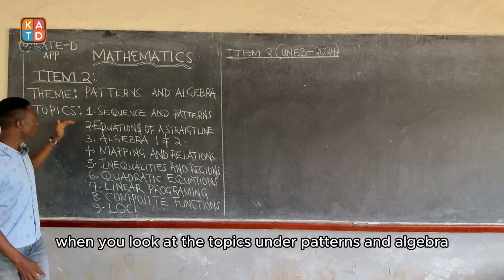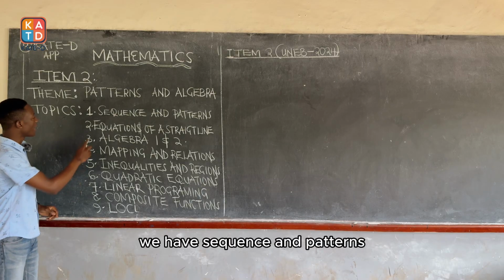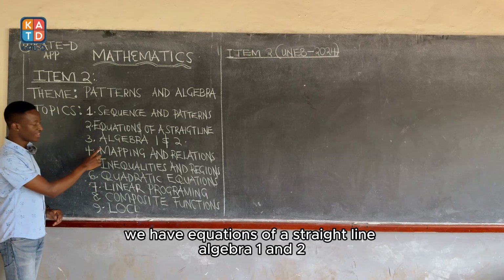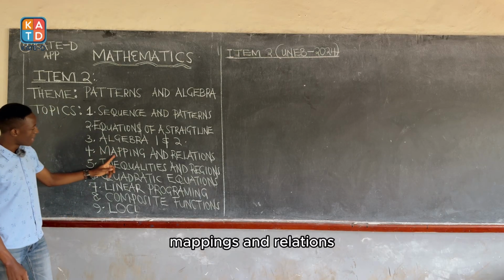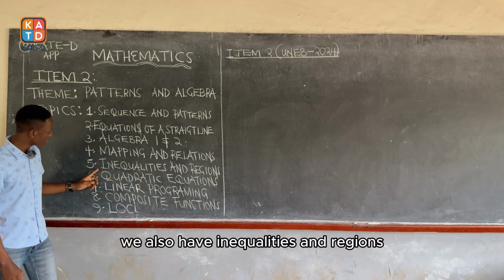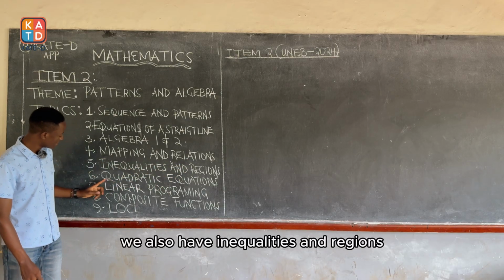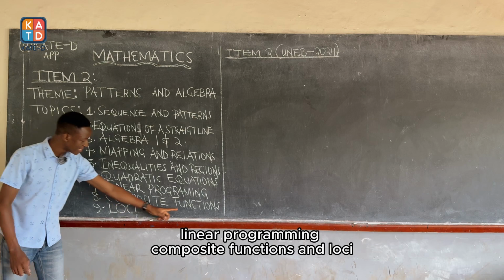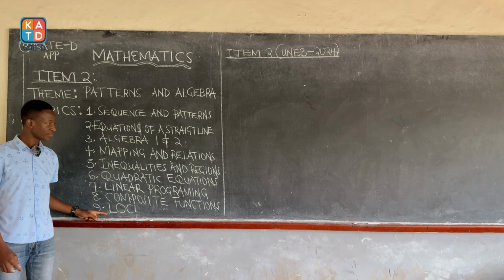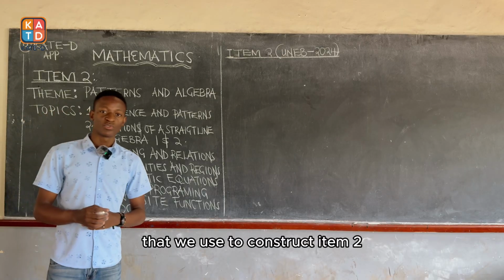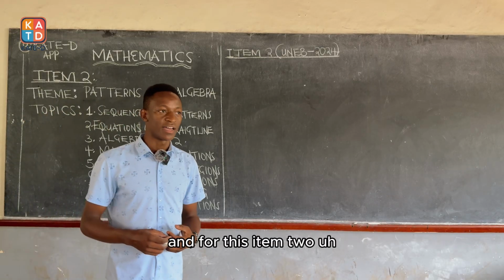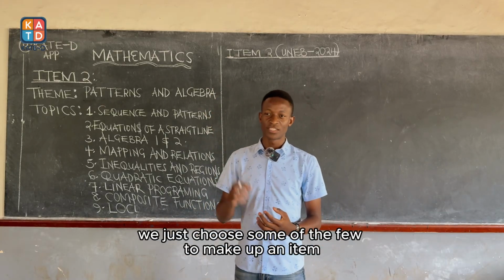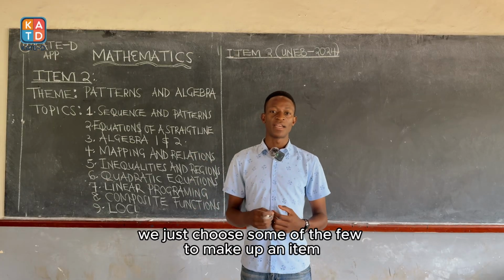When you look at the topics under patterns and algebra, we have sequence and patterns. We have equations of a straight line, algebra 1 and 2, mappings and relations. We also have inequalities and regions, quadratic equations, linear programming, composite functions, and loci. So these are the topics basically that we use to construct item 2. And for this item 2, we normally don't use all the topics. We just choose a few to make up an item.